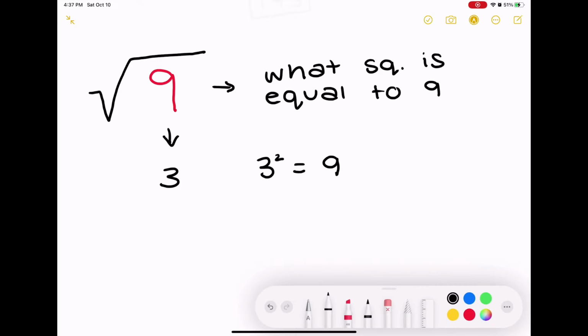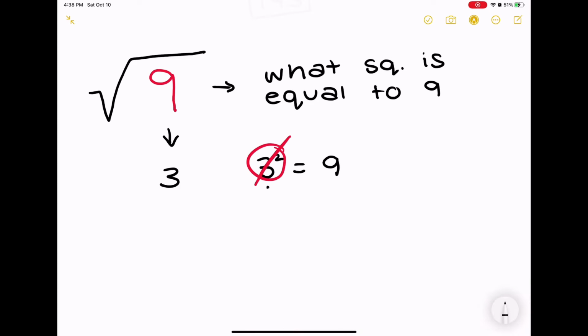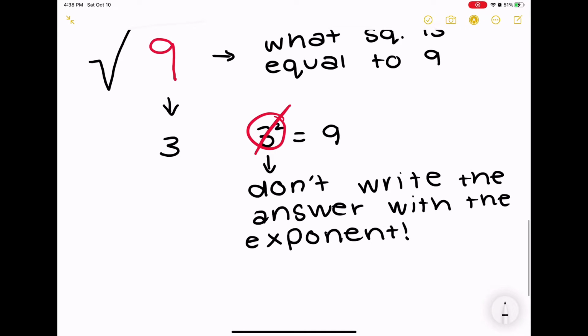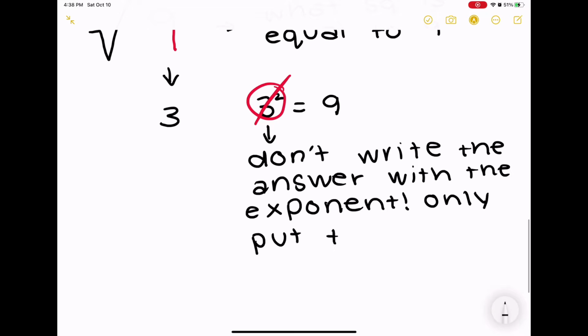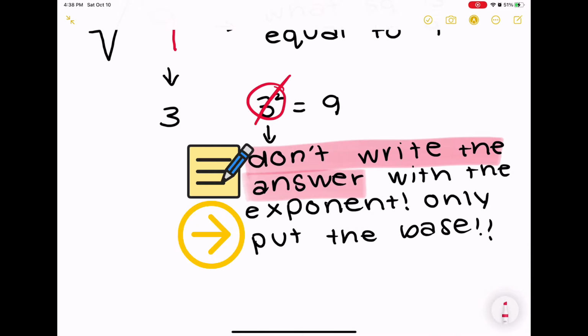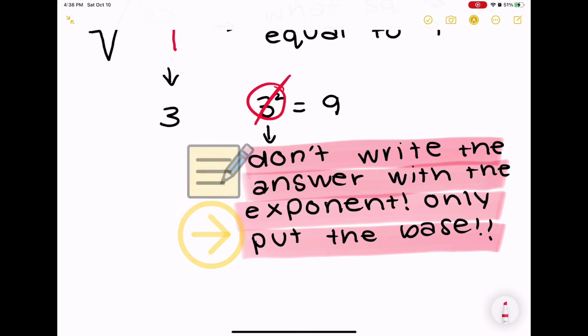Now, this is true. 3 squared is equal to 9. But when we are writing, we're not going to write 3 squared as our answer. We're not going to write an exponent with our base in our answer. We're only going to write the base. Okay? Make sure you write this down somewhere because you don't want to write the exponent with it.